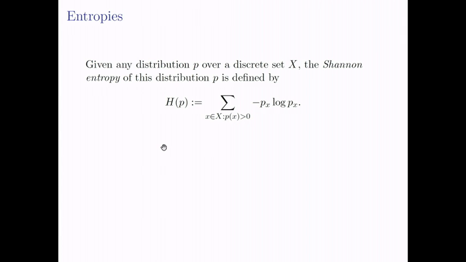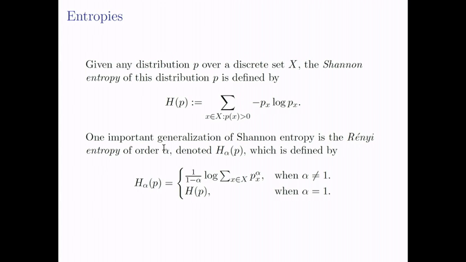So I guess the audience here are probably familiar with this concept, but let me just quickly go through it. For any distribution, the Shannon entropy is defined in this form. It actually captures the uncertainty or maybe randomness of this distribution. And an important generalization of the Shannon entropy is the Renyi entropy. It can be defined for any positive alpha. So this is the general definition for the Renyi entropy. And when alpha goes to 1, its limit becomes the Shannon entropy.